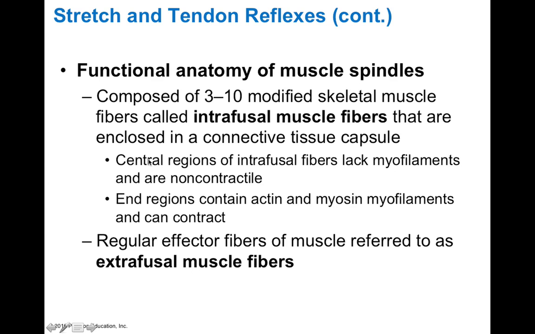The central regions of intrafusal muscle fibers lack myofilaments and are non-contractile, but the ends contain actin and myosin so they can contract. These are used to measure the length and the tension on that muscle. Regular effector fibers like the rest of the skeletal muscle we call extrafusal muscle fibers. But intrafusal muscle fibers, think of them like the sensors within a muscle itself.